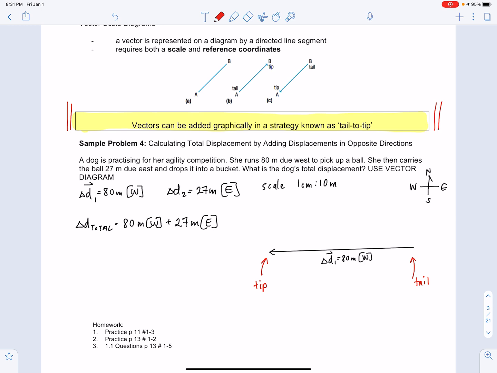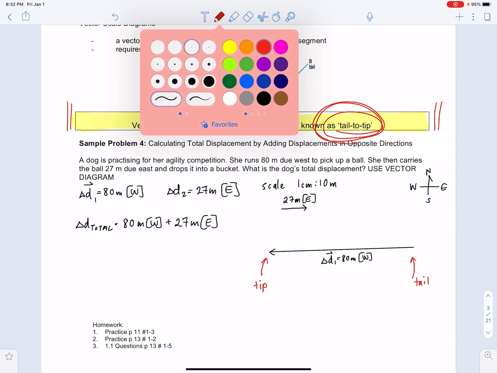And we're going to add the second vector to it in a strategy called tail to tip. So I'm going to draw it off to the side. Don't draw it off to the side. I'm going to use the magic of technology to show you. Here's my second vector, delta D2. And it's 27 meters east, or 2.7 centimeters. We want to make sure that we draw this, but write down 27 meters east.